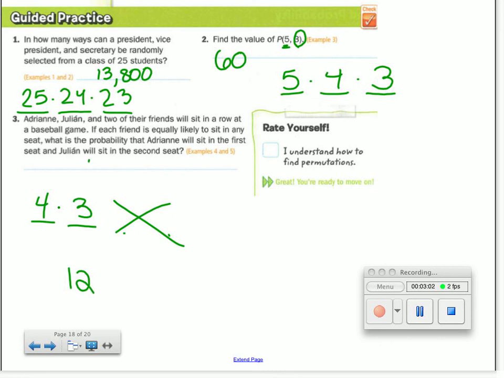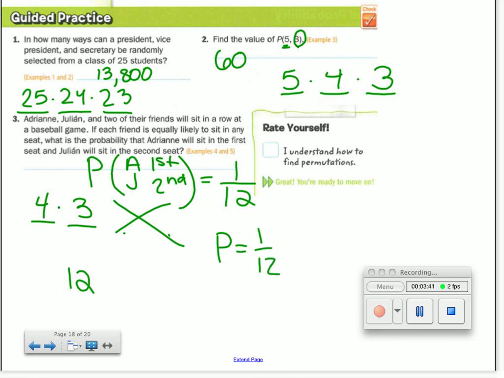We want to know what's the probability of Adrian in the first seat and Julian in the second seat. We know if there's 12 outcomes, we have to find out how many different times Adrian can be in the first seat and Julian can be in the second seat. How many different ways can that occur? Only one way. Because if Adrian's in the first and Julian's in the second, that's the one way it can happen to find that probability. So in the end, P equals 1/12.